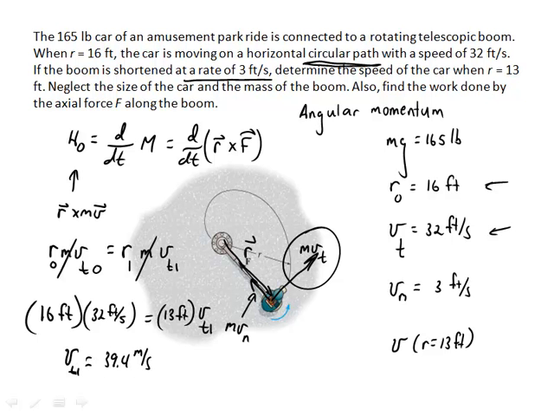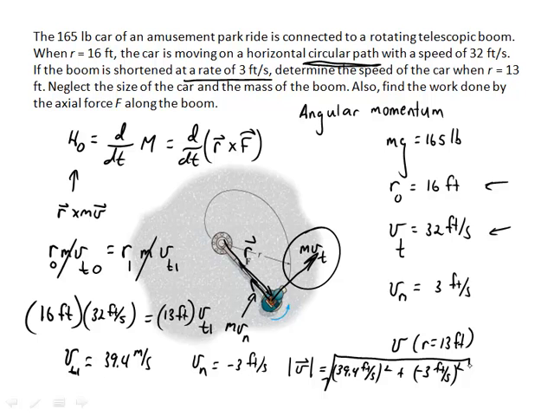But keep in mind, that's only the tangential component. There's also a normal component of minus 3 feet per second. And so the speed, v, the magnitude of the velocity, is going to equal the square root of 39.4 feet per second squared plus negative 3 feet per second squared. They're components, just like the other stuff, so they're going to be legs of a right triangle. So 39.4 squared plus 9, and then the square root, and I'm going to get 39.5, which is really close to 39.4. We're going to get 39.5 feet per second.